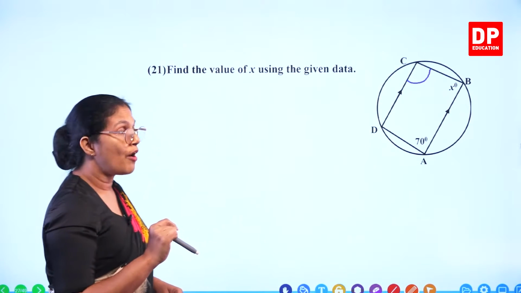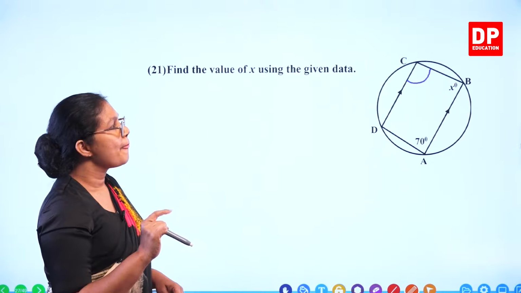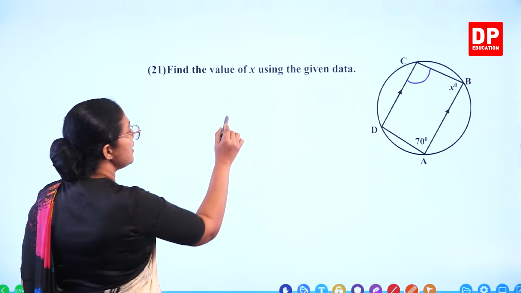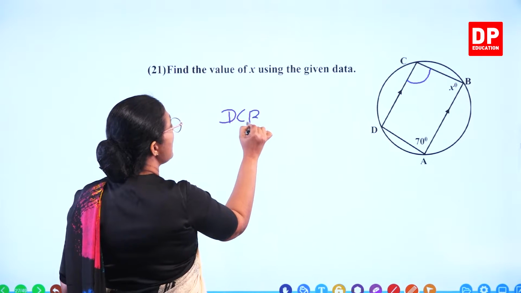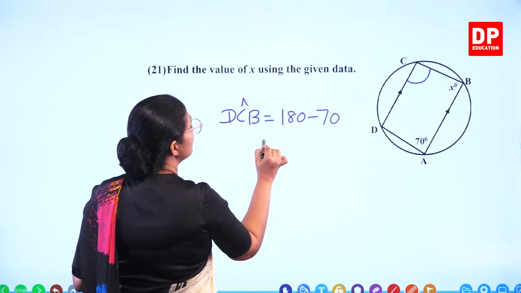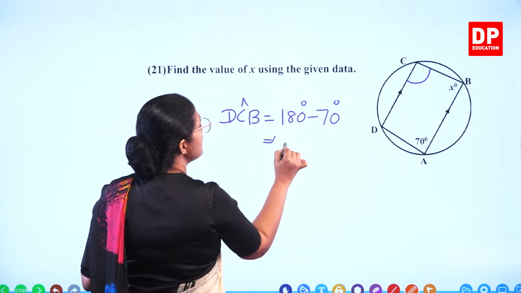If it's a cyclic quadrilateral, what's the property? Sum of opposite angles add up to 180. So you can easily find DCB angle by taking 180 minus 70. That's 110.